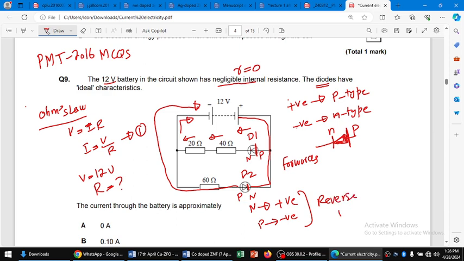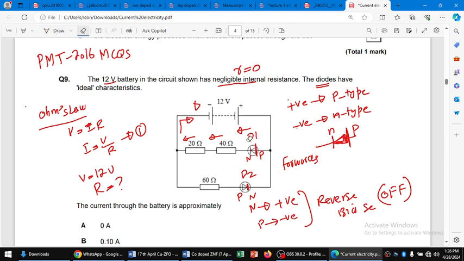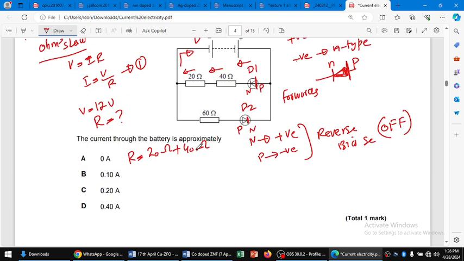Under reverse bias, the diode acts as a switch in the off condition. It means current does not flow through diode D2, so D2 does not conduct. The current only passes through diode D1. So the total resistance is 40 plus 20, which is equal to 60 ohm, because the 20 ohm and 40 ohm are in series.